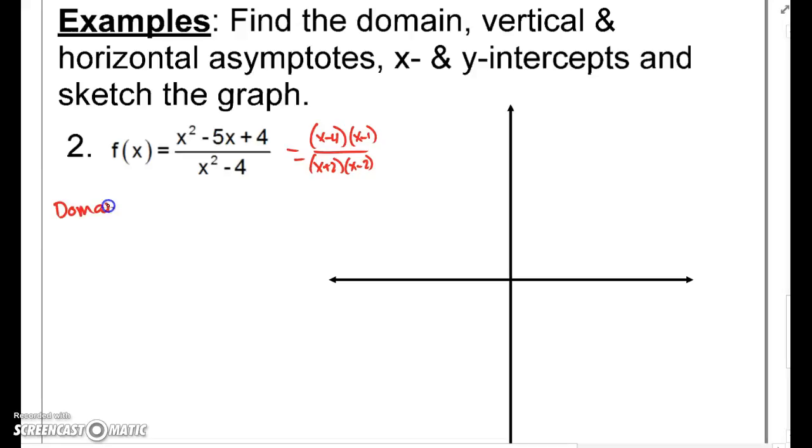So domain, let's see, negative infinity to -2, -2 to 2, and then 2 to infinity. So I'm going to have vertical asymptotes at x equals -2 and x equals +2.